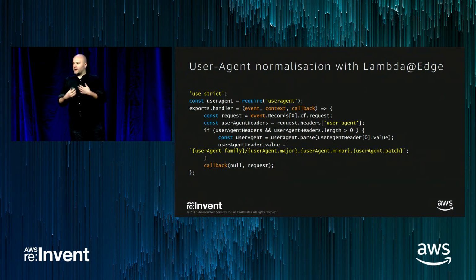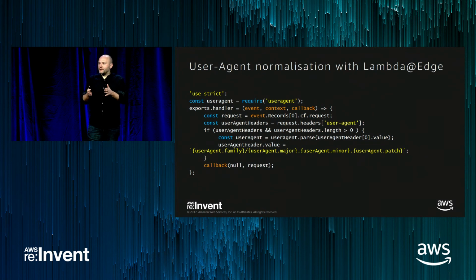Once I've set that, I then call back to Lambda Edge, and then Lambda Edge will then set that, and CloudFront will forward that user agent with that normalized, simplified user agent string. So I've now maximized the cache hit ratio as much as possible because I'm only sending the information that I need back to the origin.